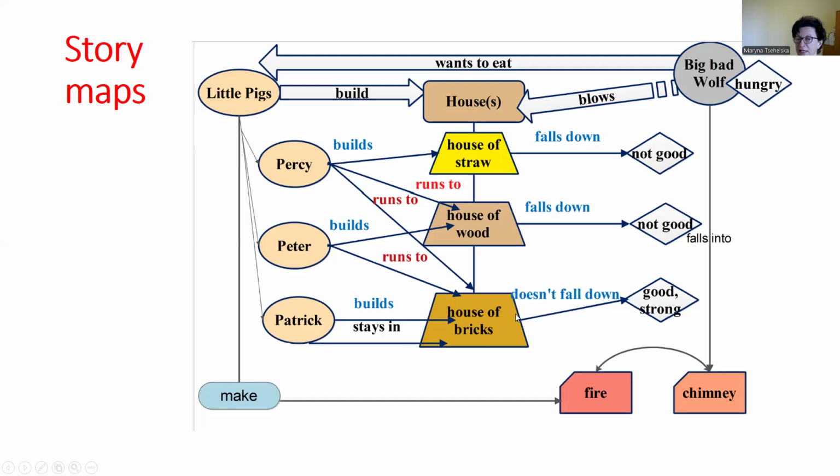Then Patrick, who stays in the house of bricks, has Percy and Peter with him, and the wolf blows the house of bricks, but it doesn't fall down because it is good and strong. Little pigs, Percy, Peter, and Patrick, make a fire. The wolf is hungry and he wants to eat, so he falls into the chimney, into the fire, and that is the end of the story.